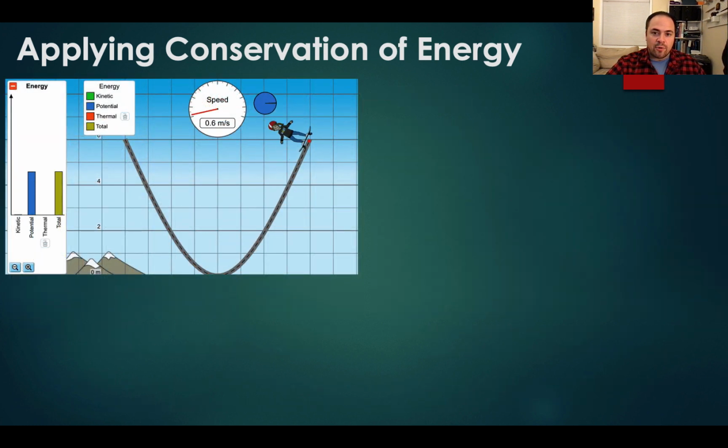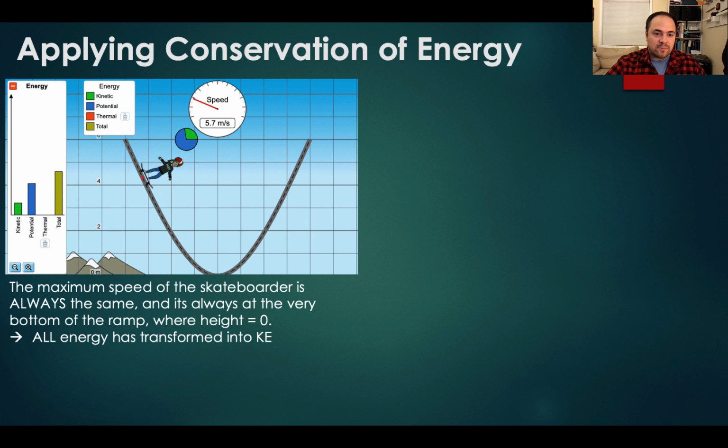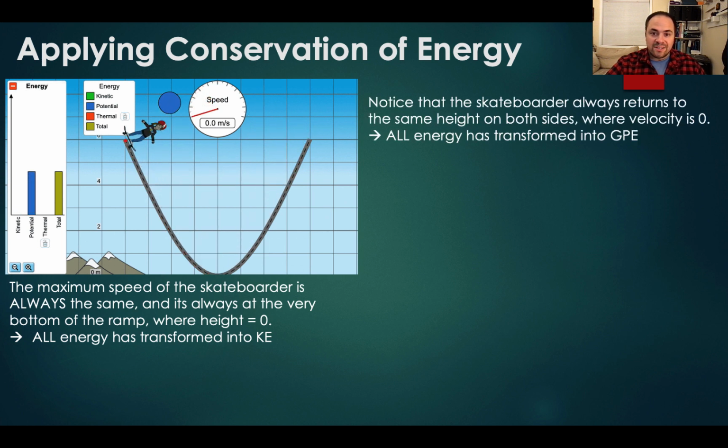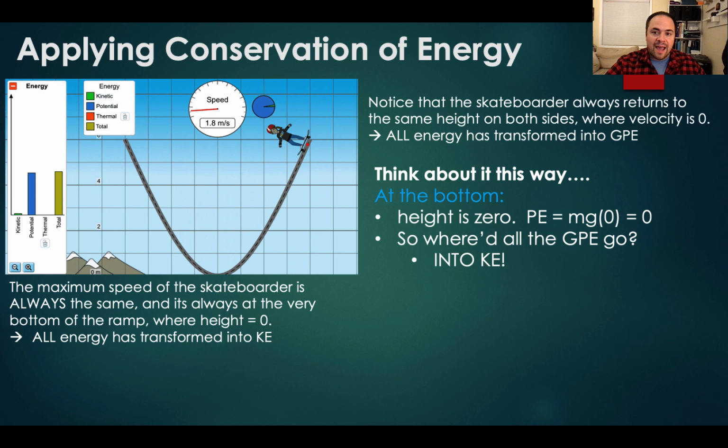Let's keep using the skateboarder example without friction. So you'll notice that the maximum speed of the skateboarder is always at the bottom of the ramp where height is 0. And so all of the energy in the system has become kinetic energy. And you'll notice that the skateboarder always reaches the same height on both sides where velocity is 0. And that means all of the energy is transformed into gravitational potential energy. So think about it like this. If height is 0 at the bottom of the ramp, then gravitational potential energy must be 0 as well. Well, it had to have gone somewhere. It can't be destroyed. And so that means it must all be kinetic energy. So where gravitational potential energy is 0, all of the energy in the system must be kinetic energy.